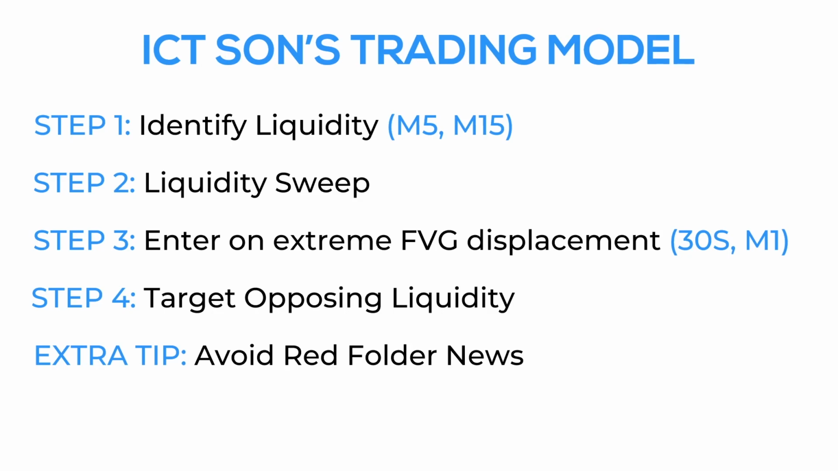Now, for those of you that don't understand, a fair value gap is simply an imbalance, and a displacement is simply a strong series of candles altogether. Again, the entry needs to be on the 30-second or the 1 minute time frame. Again, this is really important. After you've done all of that, the next thing you need to do is target opposing liquidity. Again, for the minimum risk reward, I'll explain later on in the trade breakdown, but I'll also tell you what ICT Sun does and what I would recommend. And just an extra tip for you guys is make sure you avoid red folder news.